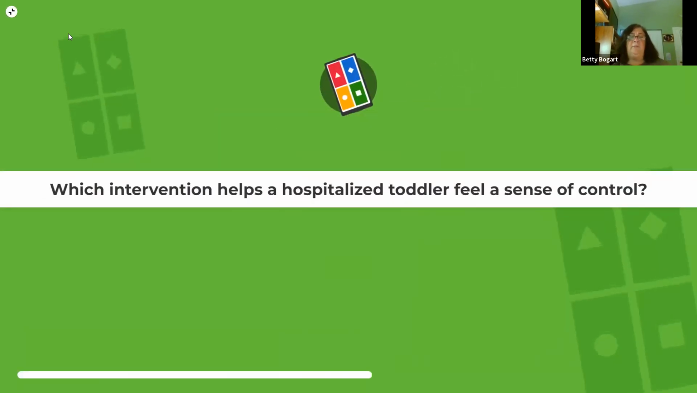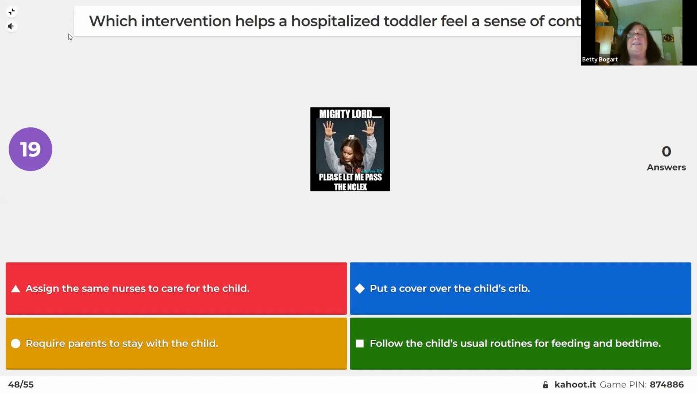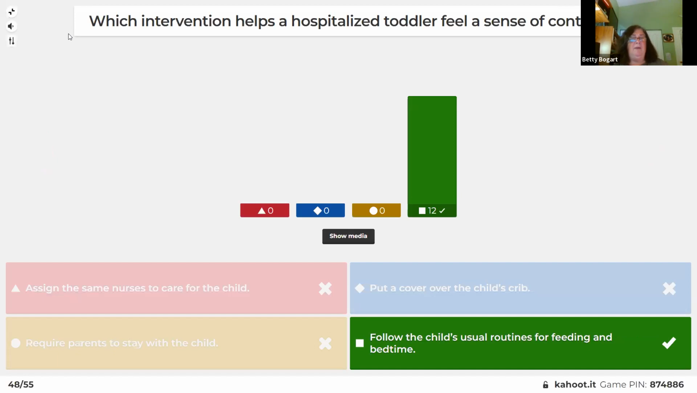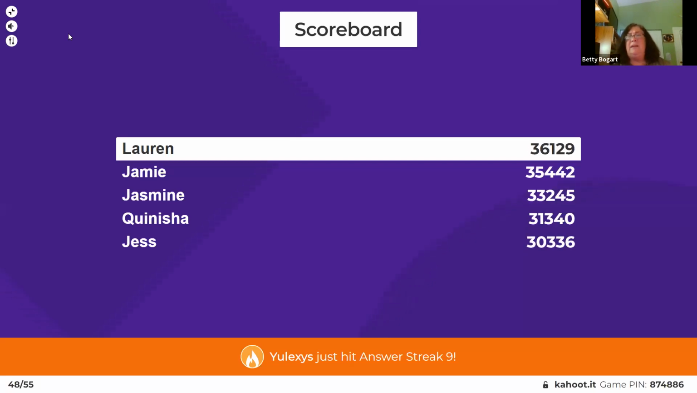Which intervention helps a hospitalized toddler feel a sense of control? What do we know about toddlers? What do they like? What makes them feel good? That's their sense of control. And remember, toddlers love rituals. Very good. Yes, same routines, keep feedings, everything the same.